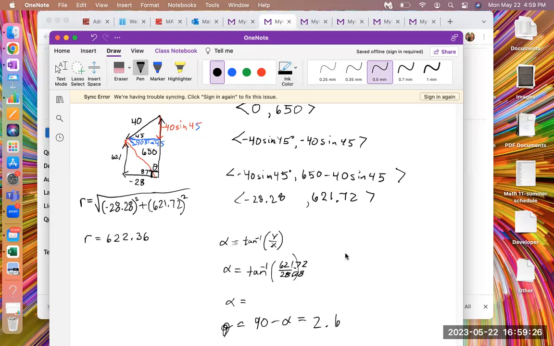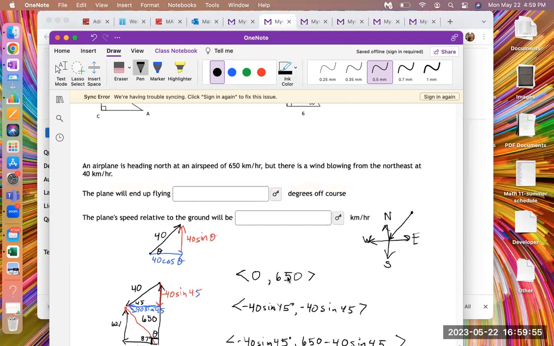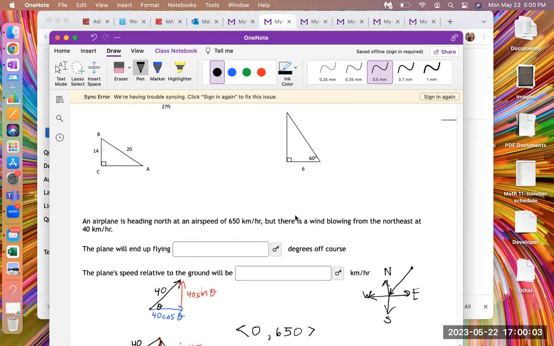So inverse tangent of 621.72 divided by 28.28, and that equals 87.39. And then I'm just going to subtract from 90, and I get 2.604. And that is the direction that it's going. The plane will end up flying 2.6 degrees off course. And that's the answer to this problem.